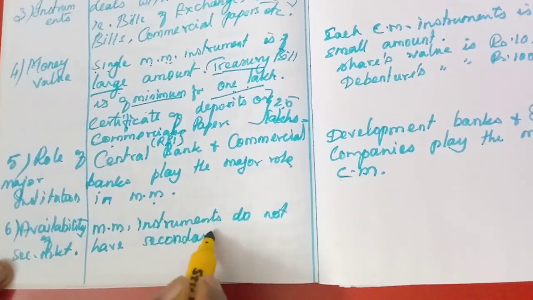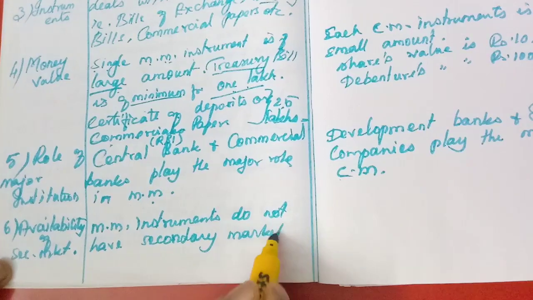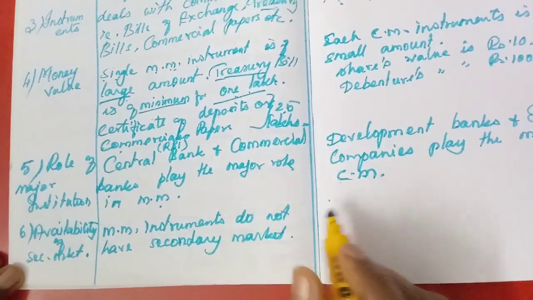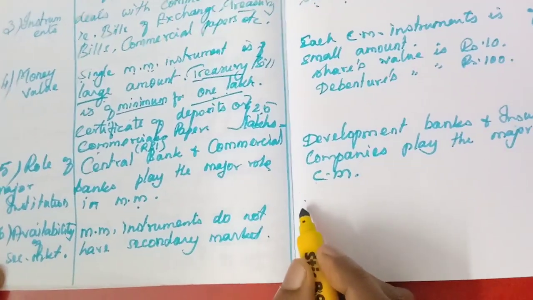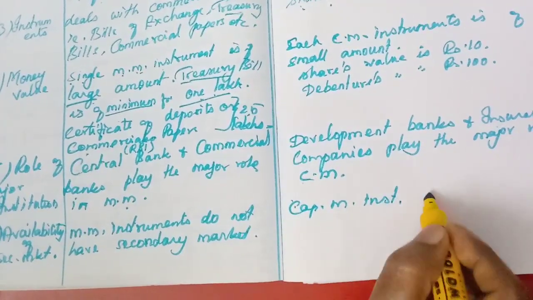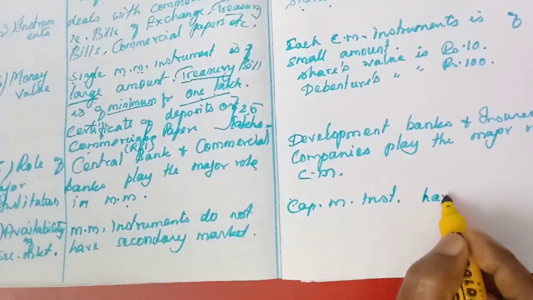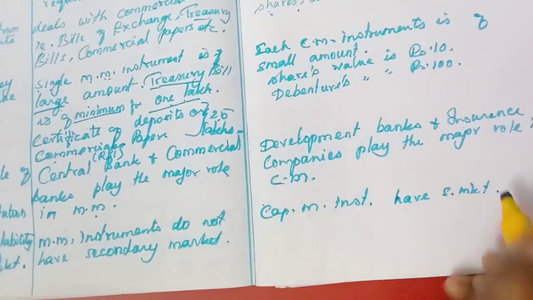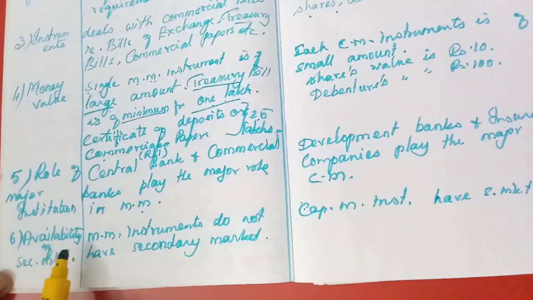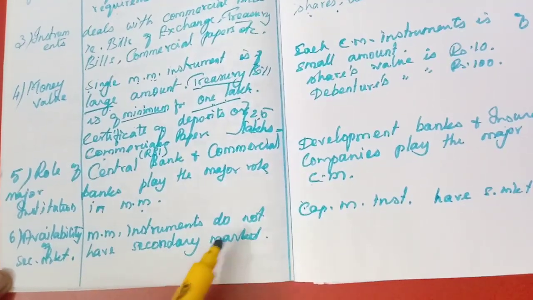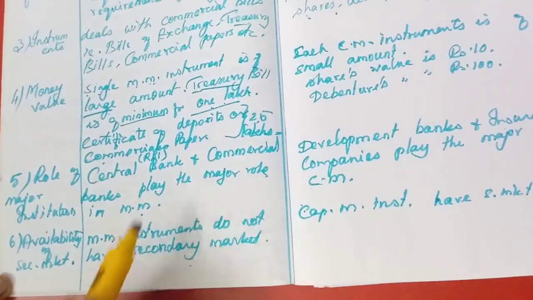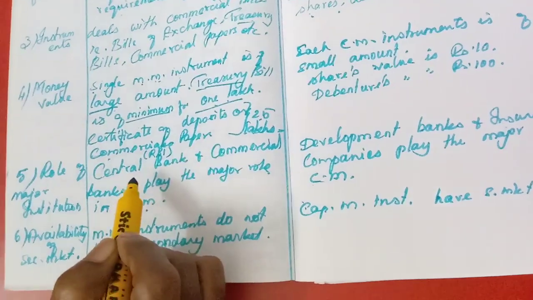But we know in capital market we have what? Secondary market. Both. That secondary market we have. What is that secondary market? Stock exchange. Here you can write capital market instruments have secondary market. Short time I am writing, you should write fully secondary market. Understood the sixth one? Availability of secondary market. Money market instruments do not have secondary market. Capital market instruments have secondary market. I think I can explain once again all these 6 points.